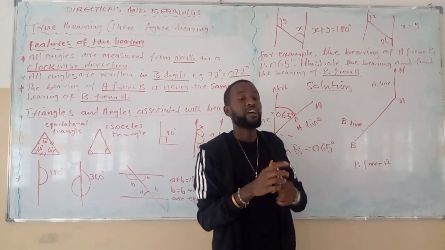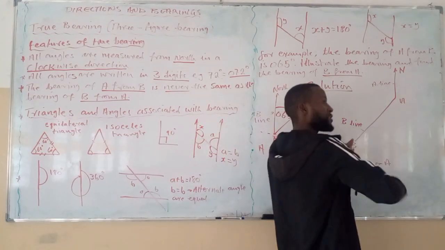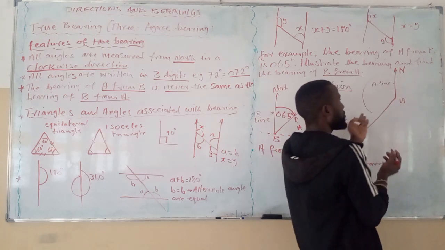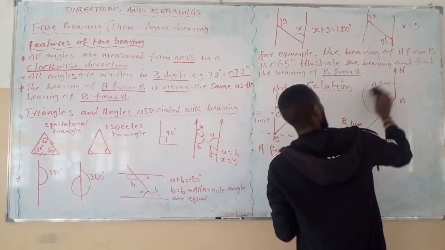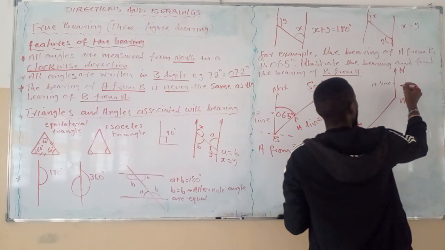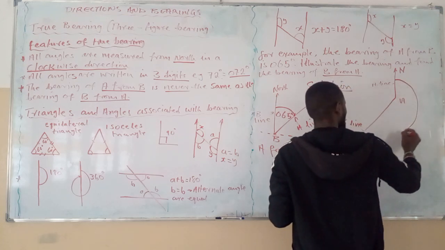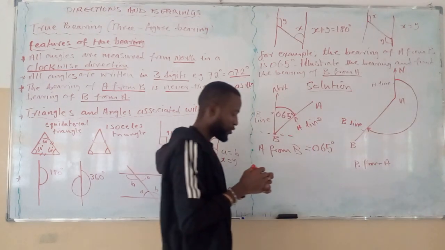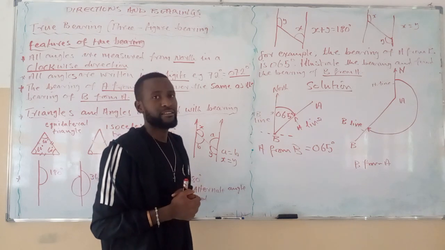Remember, they said we measure direction clockwise. So clockwise simply means this is my clockwise. I cannot go like this. If I go like this, then I'll be wrong. This is anti-clockwise, and it's not allowed. So we need to go clockwise. So I'm going to start from the A line and move all the way to the B line here. You see, I've touched my B line. That is the angle they're asking us to find.